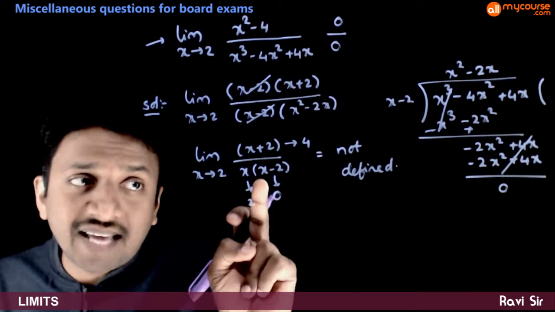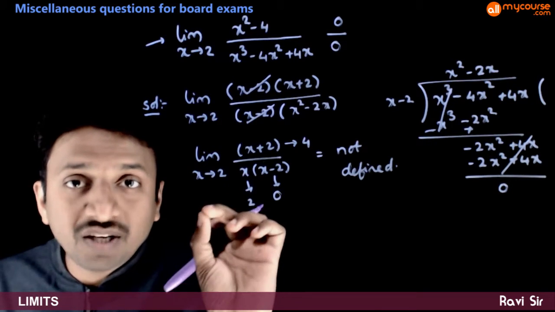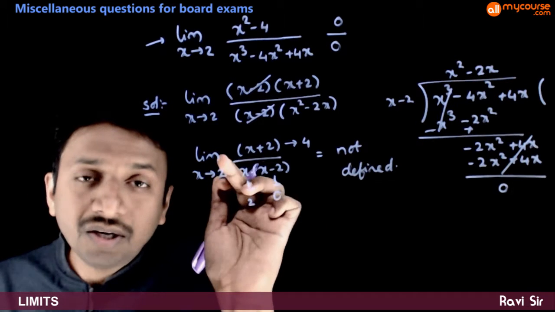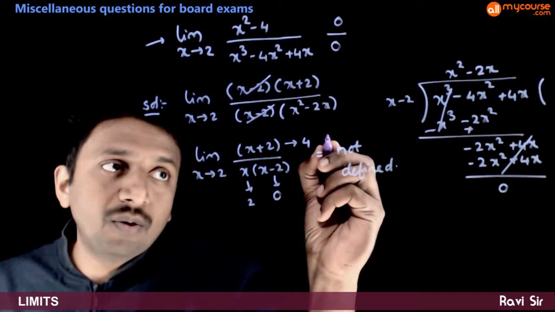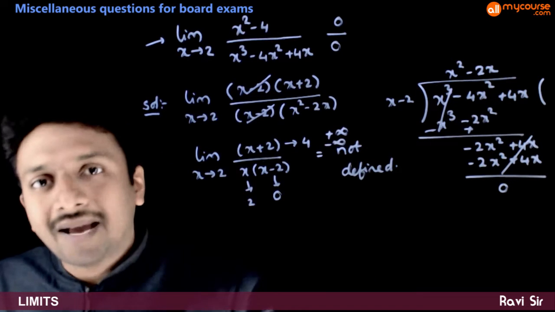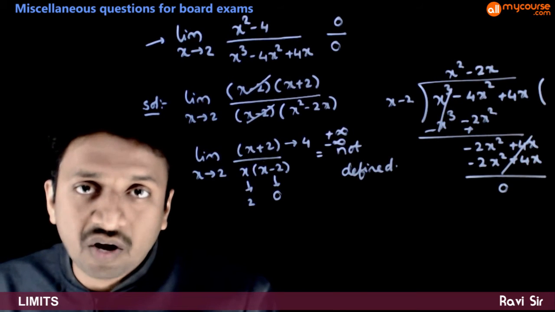Because as x tends to 2, x minus 2 might tend to 0 plus or 0 minus, depending on whether you're going to 2 plus or 2 minus. So in the right neighborhood, this will go to plus infinity. On the left neighborhood, it goes to minus infinity. Hence, we say that the limit is not defined.